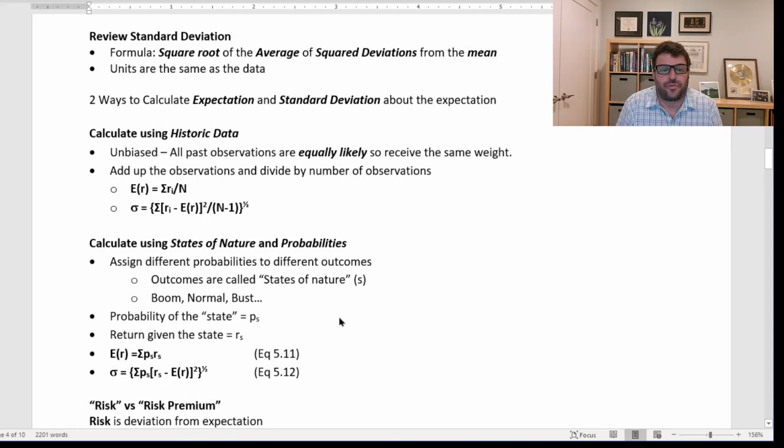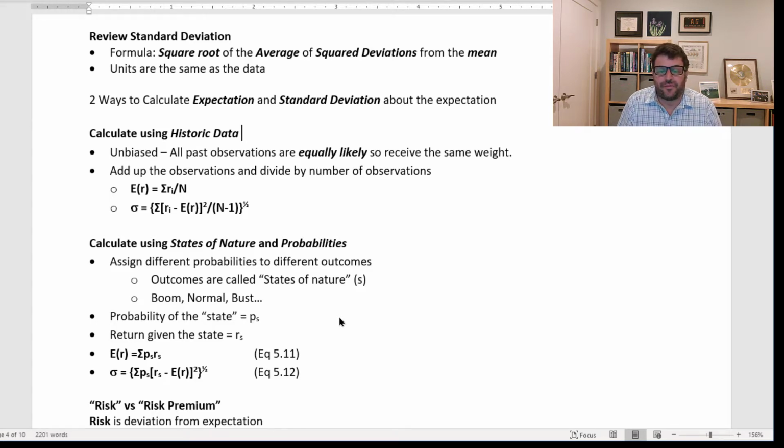Okay, let's do a little bit of review. Let's talk about standard deviation, and let's talk about an expectation and a deviation about that expectation, and we'll just review some of the statistics here. So remember the formula, it's the square root of the average of the squared deviation from the mean.